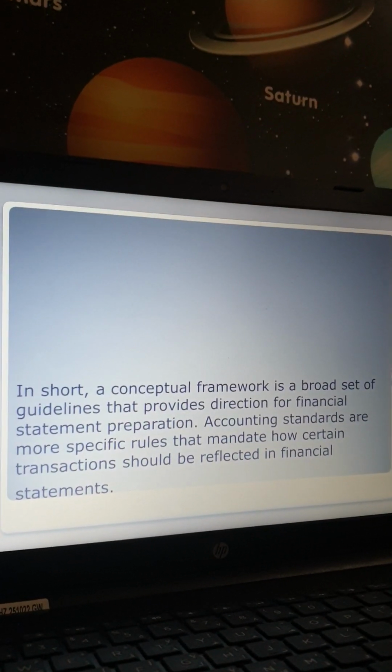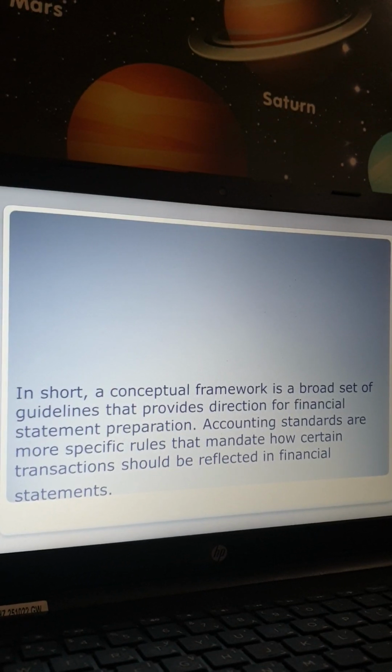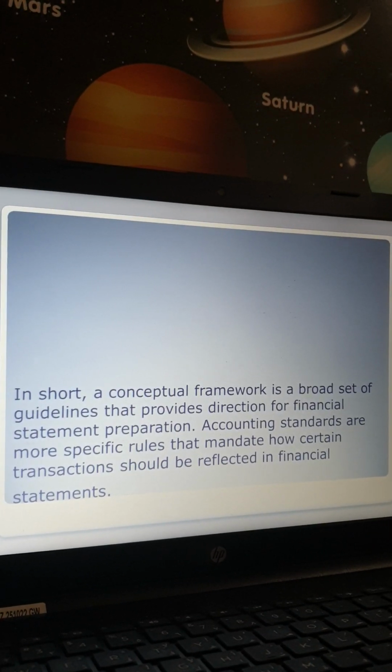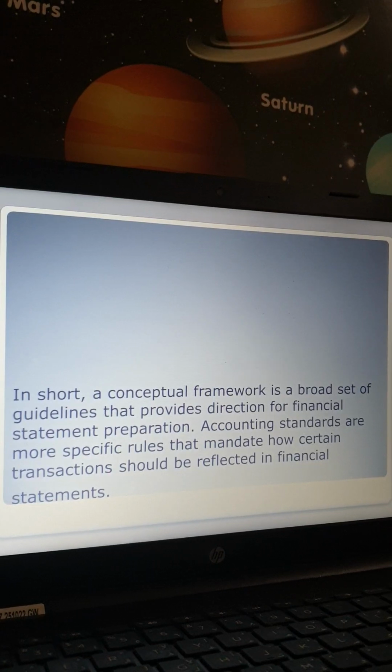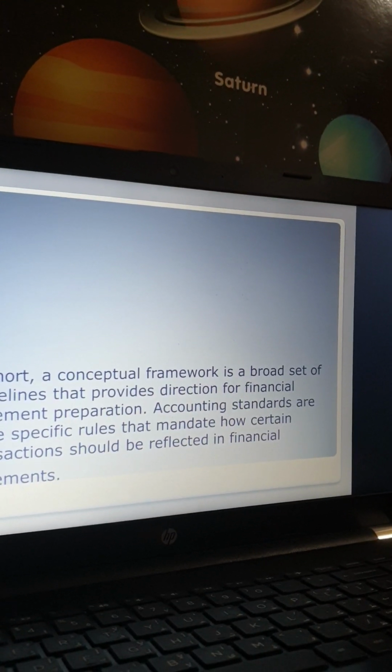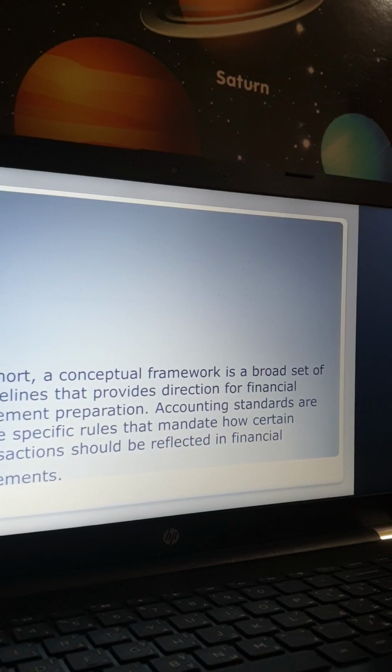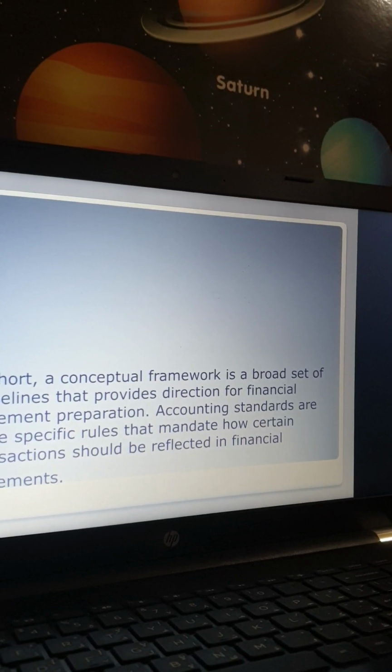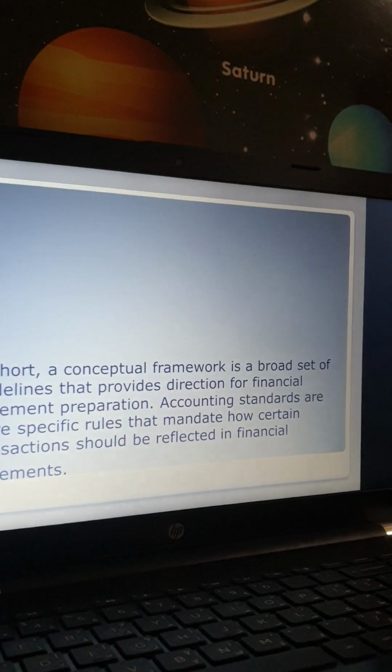In short, a conceptual framework is a broad set of guidelines that provides direction for financial statement preparation. Accounting standards are more specific rules that mandate how certain transactions should be reflected in financial statements.